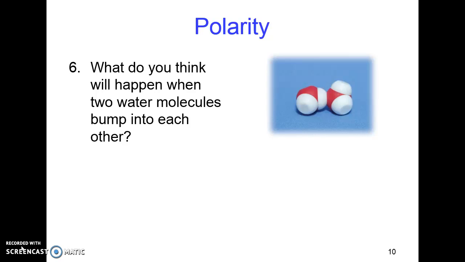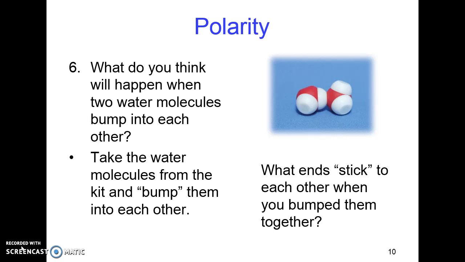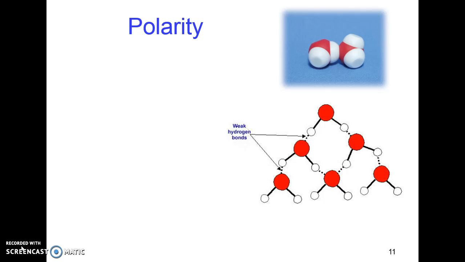Alright, what do you think will happen when 2 water molecules bump into each other? So here's where you need to get some more water molecules out, and you're actually going to bump them together and see what happens. Okay, we're on question number 6 in our notes. What parts of the water molecule will stick together? Bump them together, and what happens? We're going to get that positive end to the negative end.